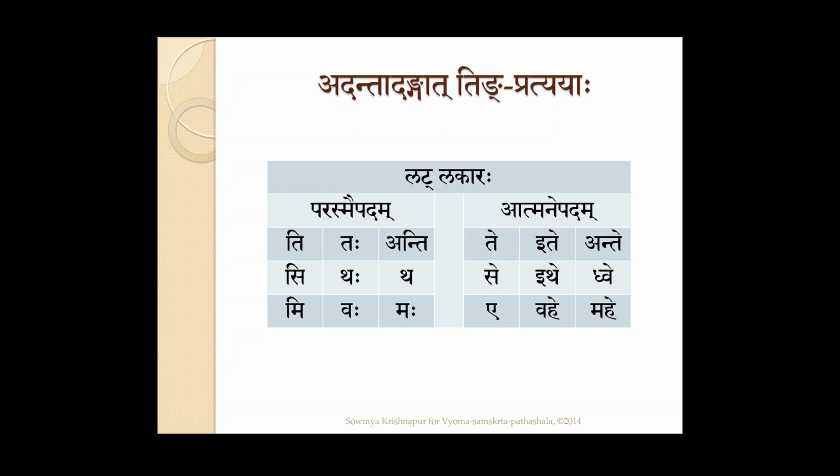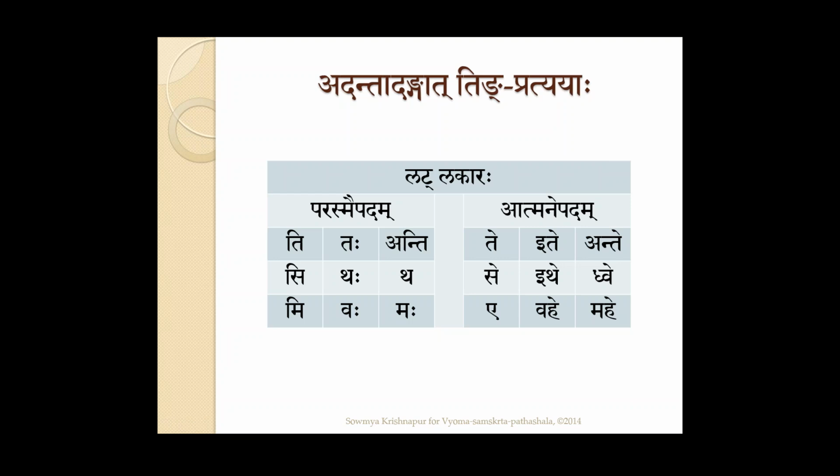Because this is what we actually see in the form, rather than the tip tas jhi, which is totally a shastrik thing. So these are the pratyayas which we actually hear in the forms. So adantadangat ting pratyayaha adu jnayante. So latlakaraha tatra parasmai pada pratyayaha bhavanti ti taha anti si thaha tha mi vaha maha. Atmanepade te ite ante se ithe dhve e vahe mahe. Ete eva pratyayaha latlakarasya pratyayaha.